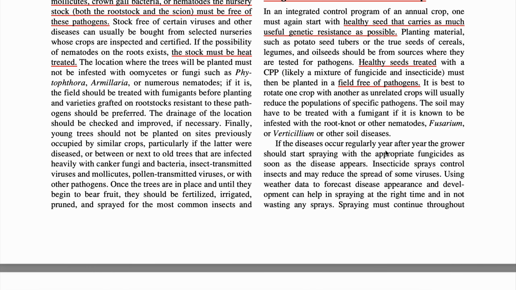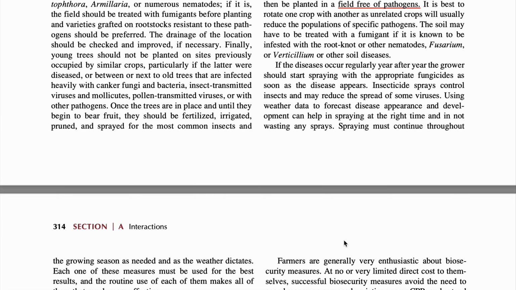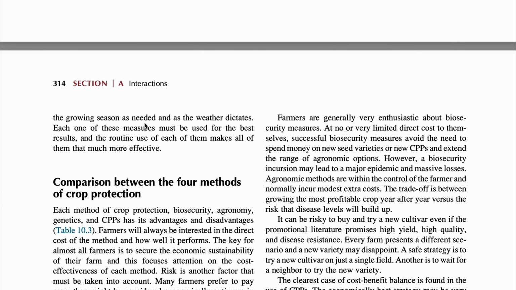If the disease occurs regularly year after year, the grower should start spraying with the appropriate fungicide as soon as the disease appears. Insecticide sprays that control insects may reduce the spread of some viruses. Using weather data to forecast disease appearance and development can help in spraying at the right time and in not wasting any sprays. Sprays must continue throughout the growing season as needed and as the weather dictates. Each one of these measures must be used for the best results, and the routine use of each of them makes all of them much more effective.